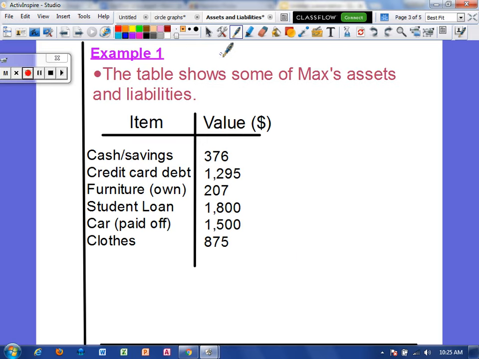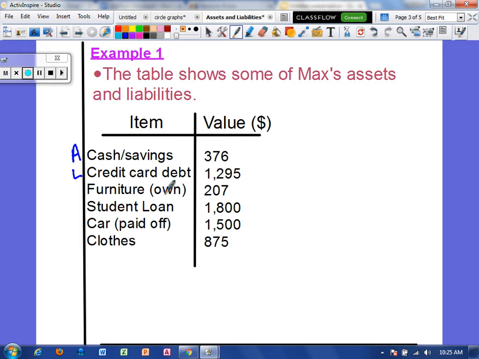Example 1, the table shows some of Max's assets and liabilities. So let's look at this table so that we can identify Max's net worth. So first we have cash and savings. So in his account it looks like he has $376. He owns whatever money he has, so that would be an asset. So I'm going to label that with an A. Credit card debt, $1,295. Debt means something is owed, so this is a liability.